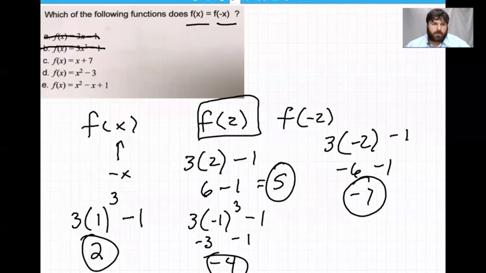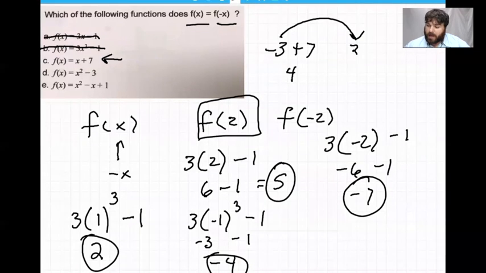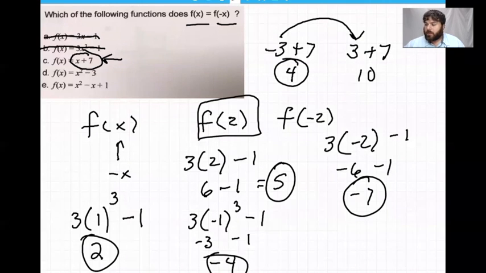We'll plug in negative 3 this time because it's a pretty simple equation. So if x is negative 3, we have negative 3 plus 7. We're plugging it into C. We get 4. When we plug in the opposite version of negative 3, a positive 3, 3 plus 7 is 10. What I'm doing is taking this equation and replacing x with 3 and negative 3. I pick one positive, one negative, and compare the two. If they're not equal, then f of x did not equal f of negative x. So it's not C.